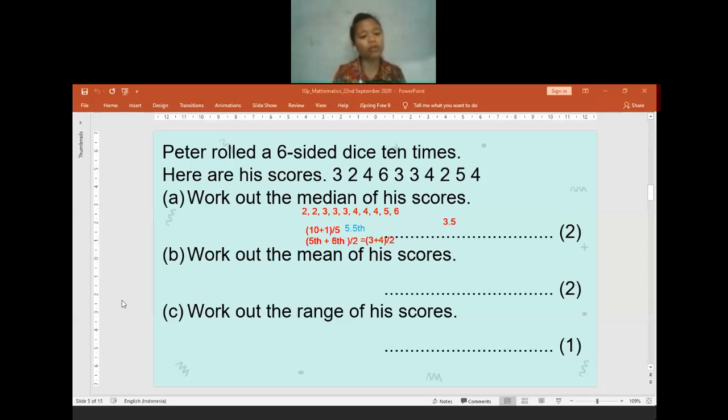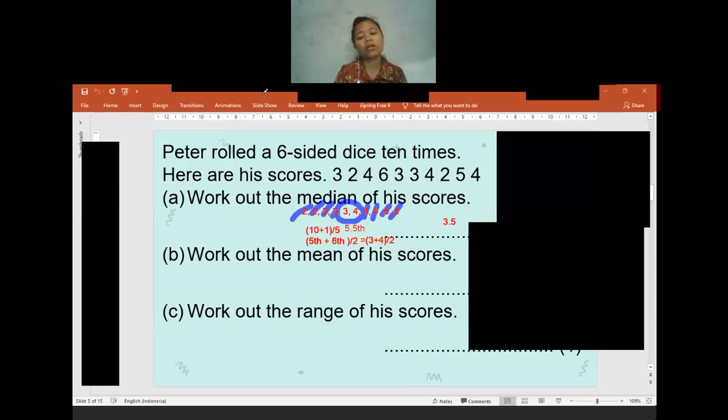If using the formula is too confusing for you, do crossing out. Cross it out one by one like this. I already crossed out 2, then cross out the third one, and the fourth one. So the leftover ones are 3 and 4. We add them and divide by 2. Any questions? I hope not, but if you have any, please let me know.